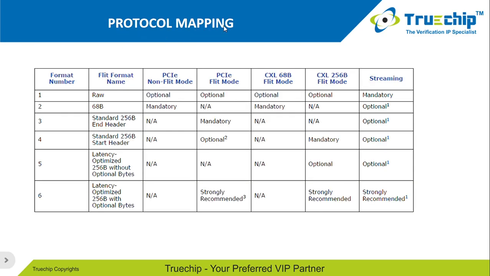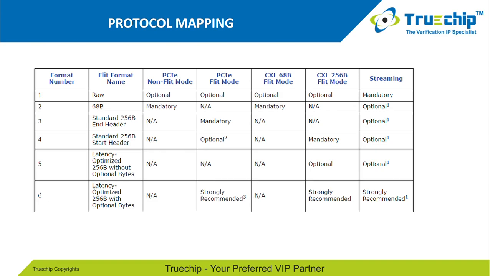So here we can see the protocol mapping. In this table we can see which flit formats are supported by which flit mode, which are optional for which flit mode, or which are not supported. Let's take an example: the raw flit format is mandatory for streaming protocol but optional for the rest of these flit modes. And similarly the 68 byte flit format is mandatory for PCIe non-flit mode and CXL 68 byte flit mode, but it's optional for streaming protocol and it is not supported by the PCIe flit mode and CXL 256 byte flit mode.